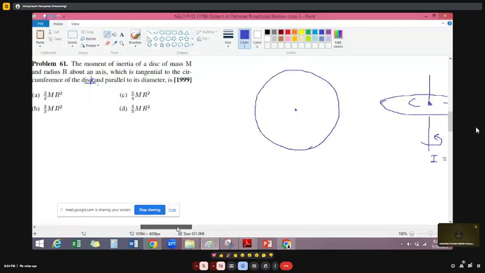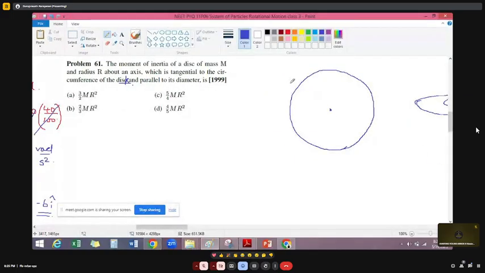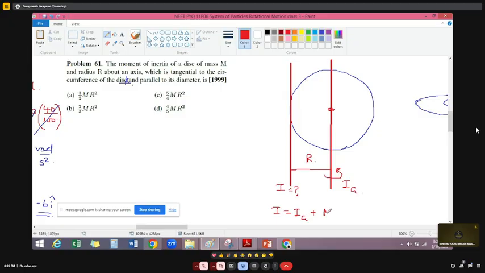However, in this particular case, what they asked you is parallel to its diameter, tangential to the circumference. So that means it's somewhere here. It is tangential to the circumference and parallel to its diameter, so this is one of the diameters. If I know the moment of inertia at this point, since it is passing through the center of mass, I will call it Ig. G stands for center of gravity. I want the moment of inertia at this point, which means I will be using the parallel axis theorem. So I is equal to Ig plus mr squared, which means the problem is over. Only thing I should know is Ig.